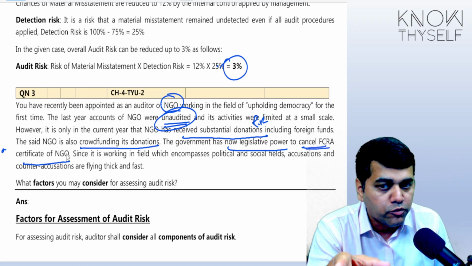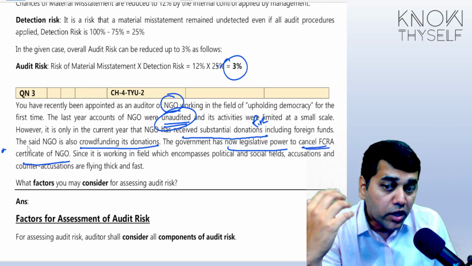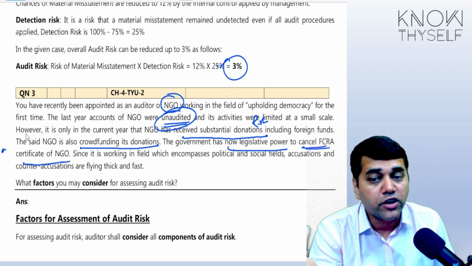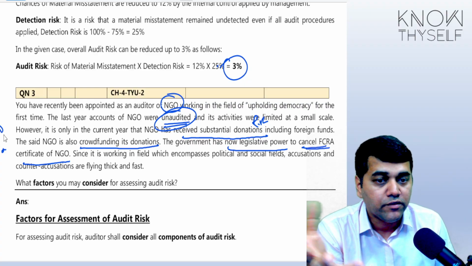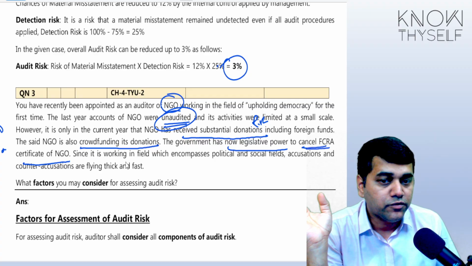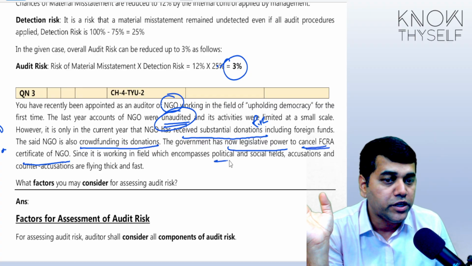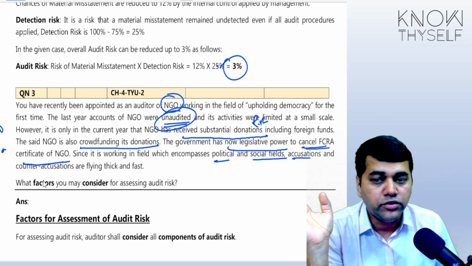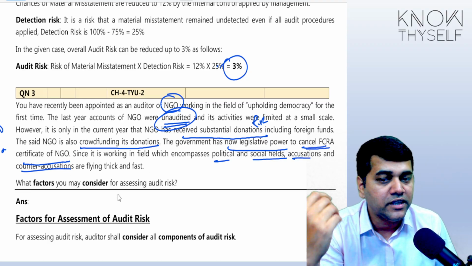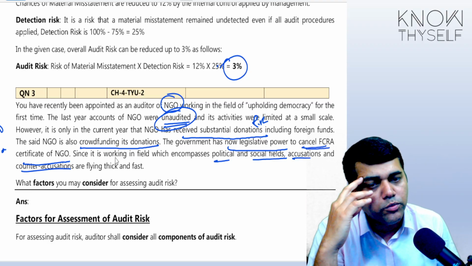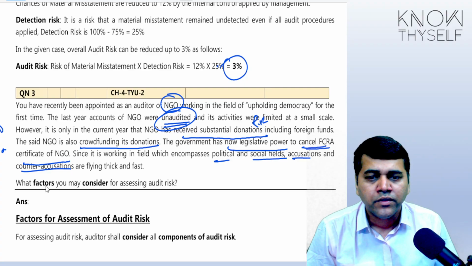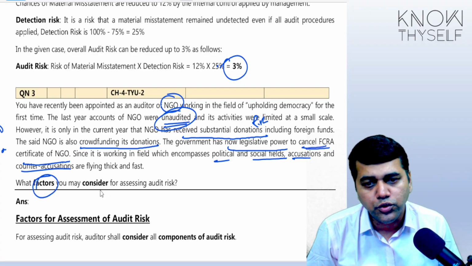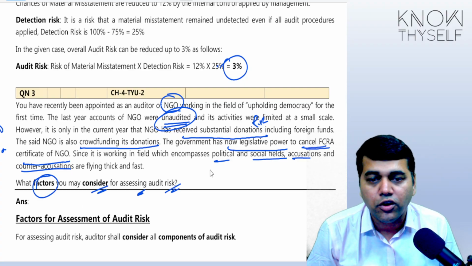That means if they are found to be violating any of the provisions of the Foreign Contribution Regulation Act, your license can get cancelled. SA 250, you don't know what they are going to ask. Every component is involved. Since it's working in the field which encompasses political and social fields, accusations and counter accusations are flying thick and fast. So many people are giving rumors, okay, this fund is there, okay, they are diverting the fund and all. What factors would you consider in assessing the audit risk?